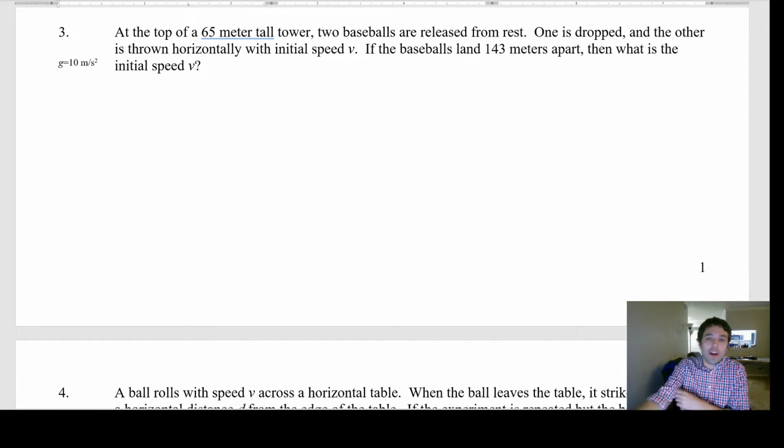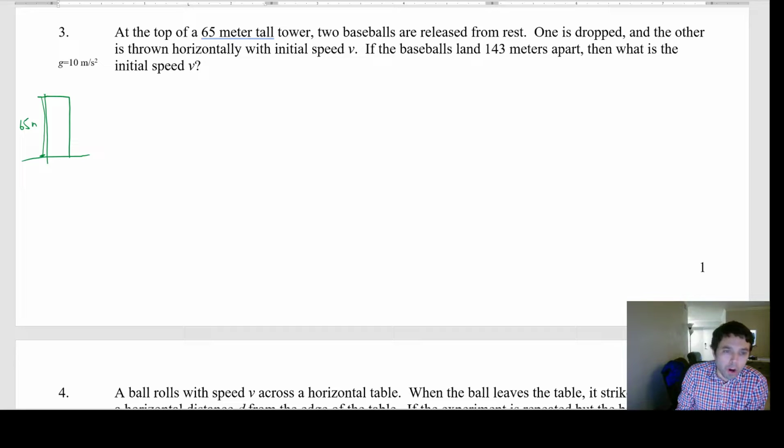All right, so we got a 65-meter tall tower. So let's try to draw this out here. So 65 meters from the top to the ground here. And we're going to drop a ball straight down to the ground, and we're going to throw a ball also from the same height horizontally, and it's going to go like that, right? And one is dropped from rest. Like I said, we read that already. So we don't know what their initial speeds are, but they're going to land 143 meters apart. So this one lands here, and this one lands straight down, and they're 143 meters apart.